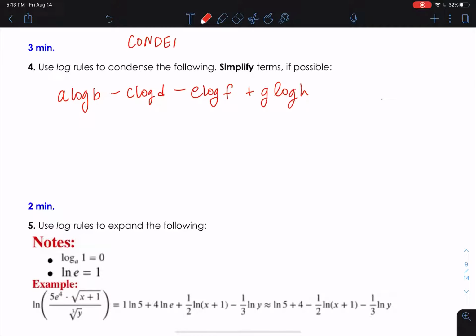Hello, hello, hello. Welcome to this video on condensing and expanding logarithms. So we're going to go both ways. Let's first talk about condensing logarithms.